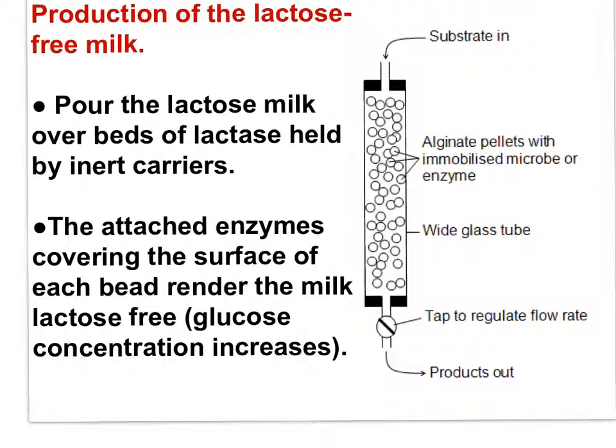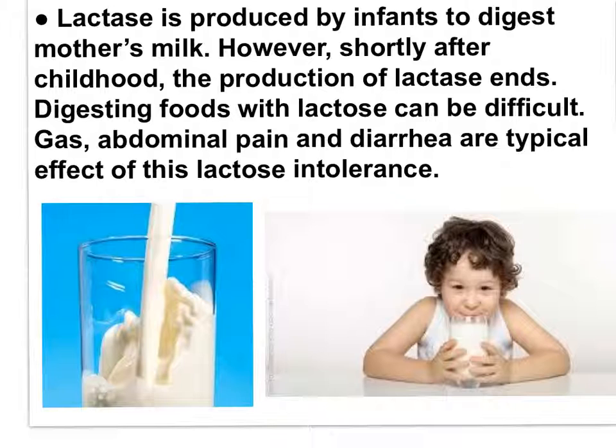Here's another slide displaying the process of producing lactose-free milk using immobilized lactase enzymes in a column. Pour the lactose milk over the beads of lactase held by these inert carriers. The attached enzymes covering the surface of each bead renders the milk lactose-free. Glucose concentration increases, and the lactose-free milk will not disrupt the digestive system of those who are lactose intolerant, and it's a bit sweeter.